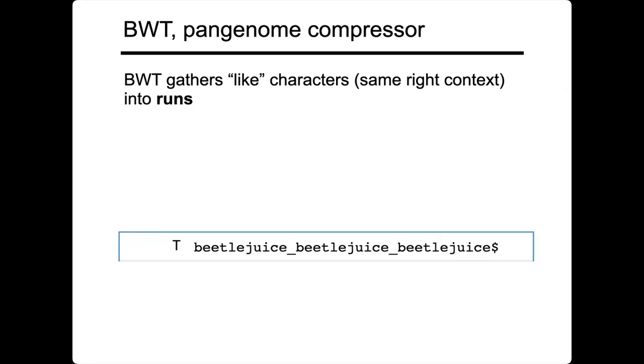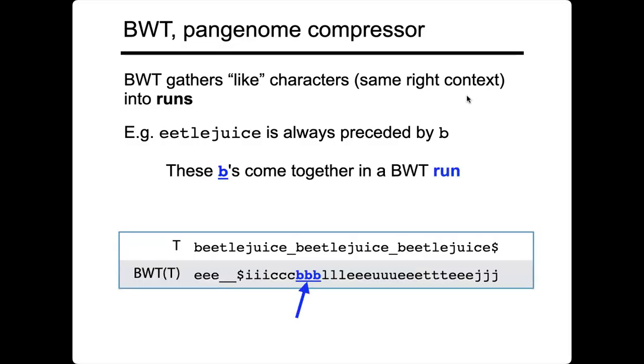Something bad will happen. To this string here, you can imagine there's 3 instances of E told juice in this string. And each of them are preceded by the same letter, which is B. So if you put everything in order according to the right context, then those 3 B's, which all have the same right context, should come together in the Burrows-Wheeler transform. They'll be right next to each other. And there they are. So if you look at the bottom there, the 3 B's came together.